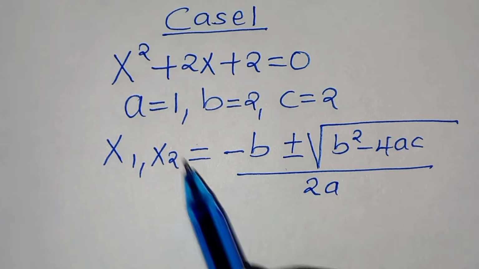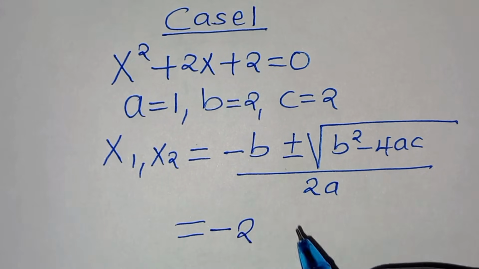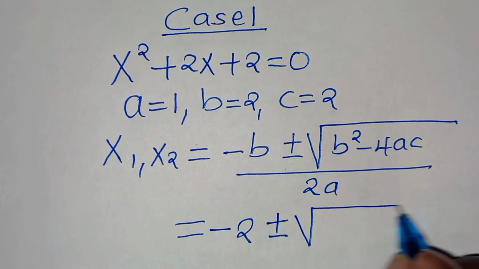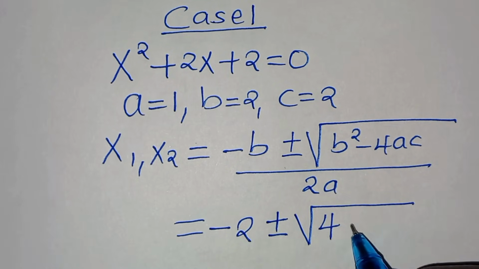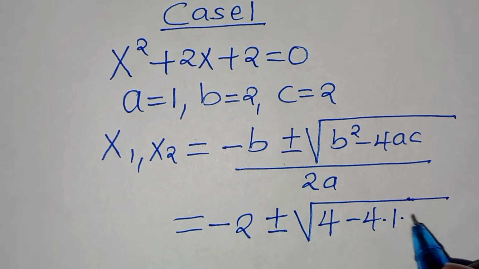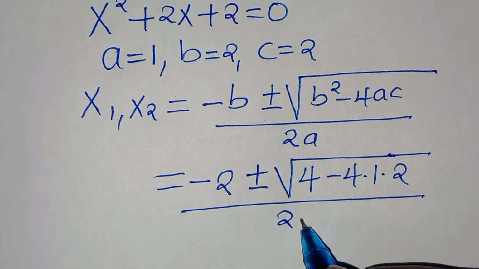Let's substitute the values of a, b, and c so that we have minus 2 plus or minus the square root of 2 squared, which is 4, minus 4 times 1 times c, which is 2. Then everything divided by 2 multiplied by 1.